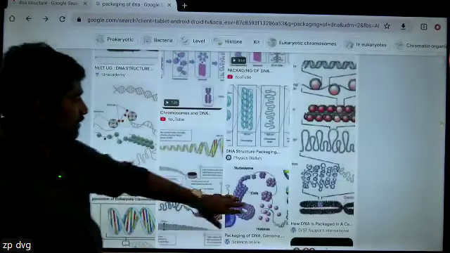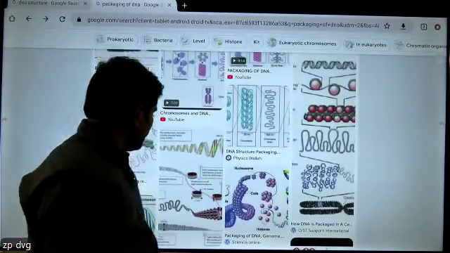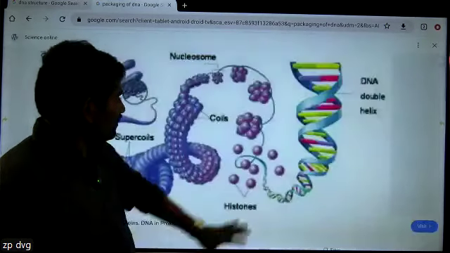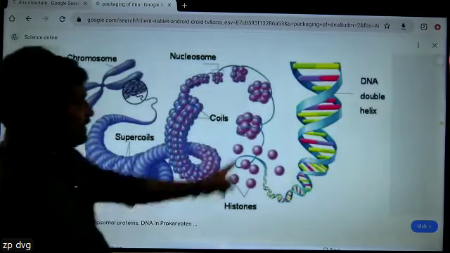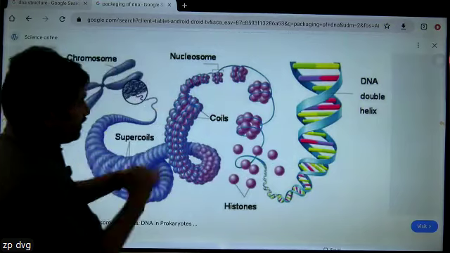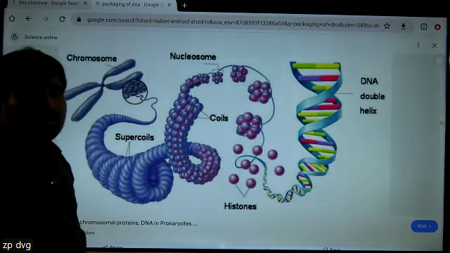So this is the whole concept of packing of DNA. If you see the packing of DNA in this way, this is the best picture. This is DNA associated with histone proteins, which are joined together, and finally chromosomes are formed. Clear?